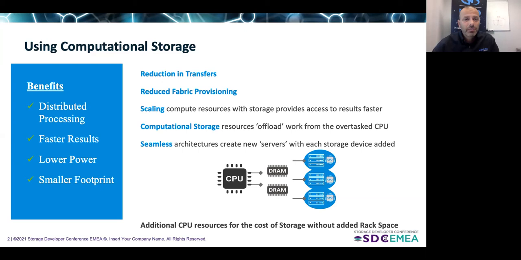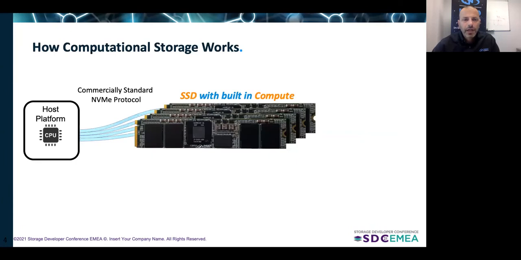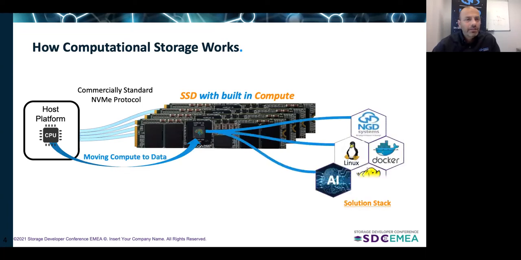NGD Systems' lineup includes today three products that are in production: the M.2 up to 8 terabytes, the 22110, the U.2 up to 32 terabytes, and the E1 short up to 12 terabytes, all with a very low power envelope. The concept of enabling computational storage on SSDs takes advantage of distributed processing. So the more CSDs you connect to the host, the better distributed processing that is available, and it adds that specific function of compute.